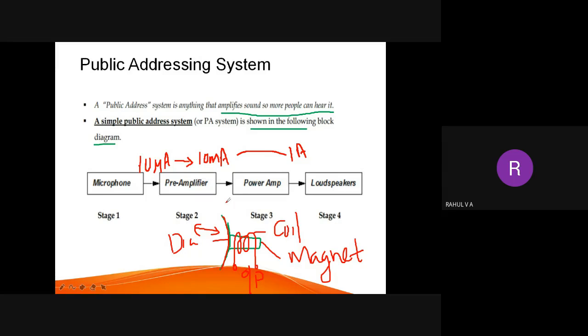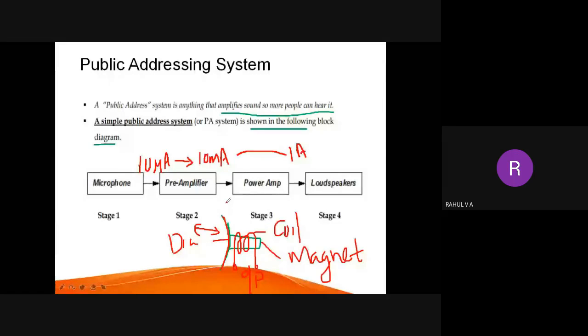So anyone, please tell me what is the working of a loudspeaker? How does a loudspeaker work? What kind of conversion is happening in a loudspeaker? As I said, a microphone converts a sound wave into an electrical signal. What will the loudspeaker do? Electrical signal to sound wave.